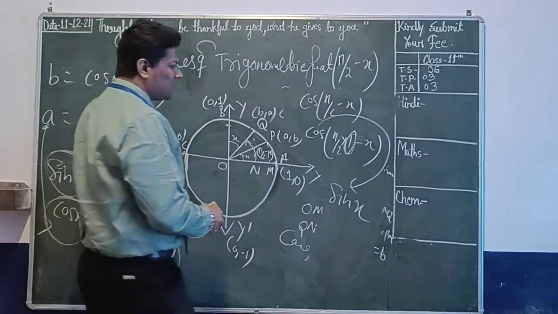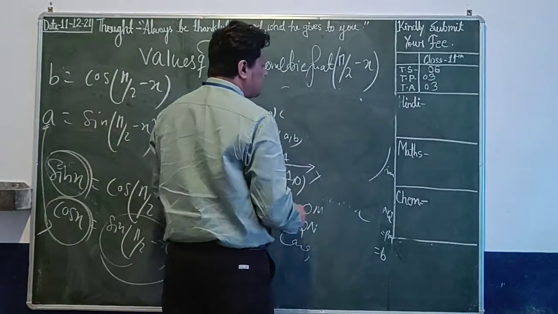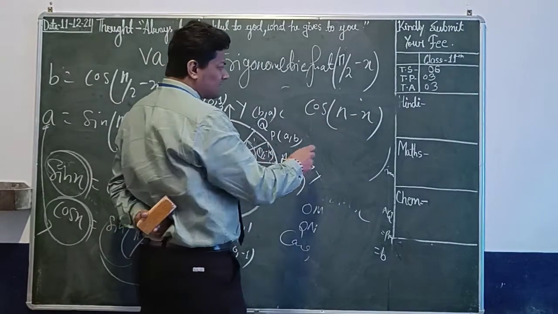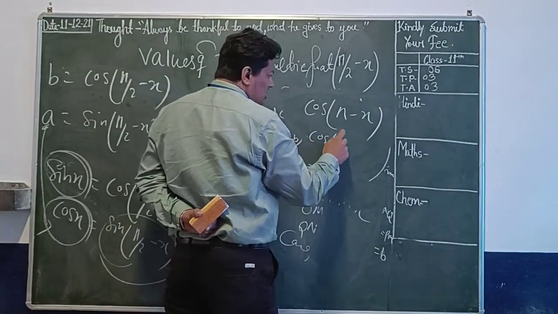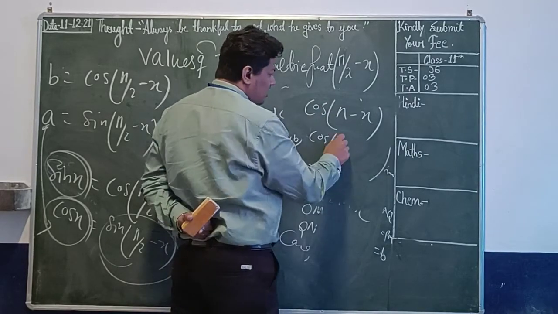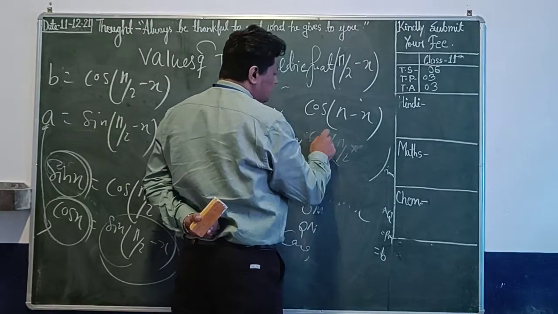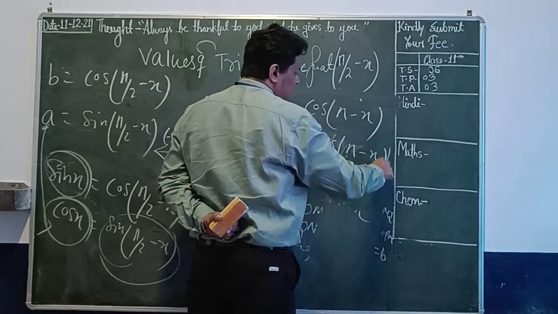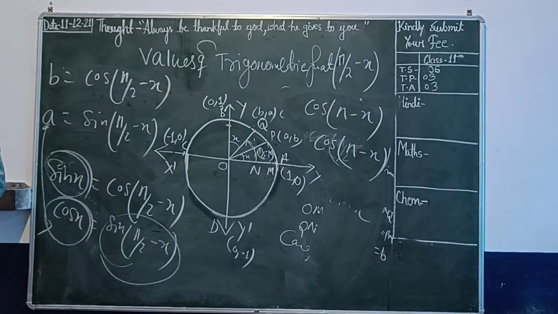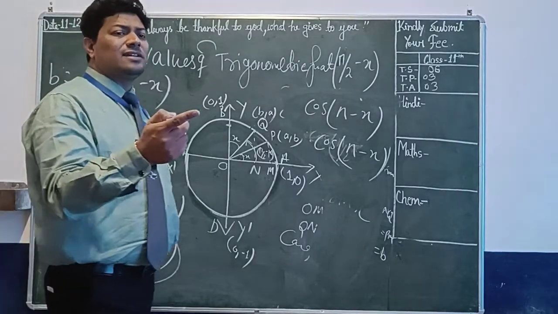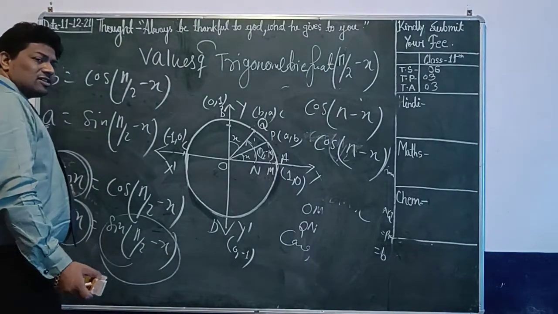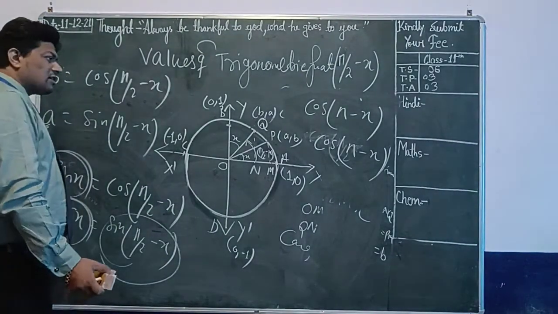And in the same way, if something like cos of pi minus x is given, listen carefully. Pi minus x: what is the meaning? Pi means 180, and 180 means 2 into pi by 2. So when pi minus x is given, you can go for that one thing. Pi by 2 minus x, you get cos x, that is, sin x.